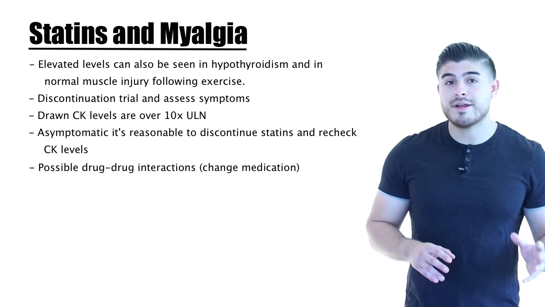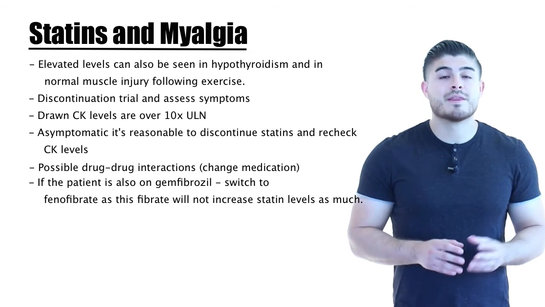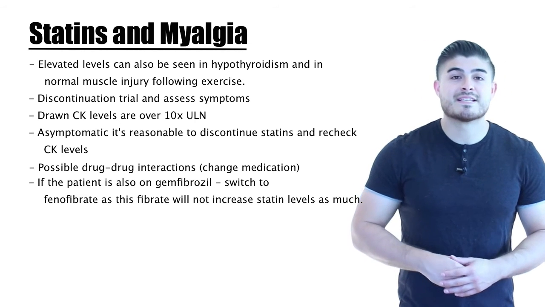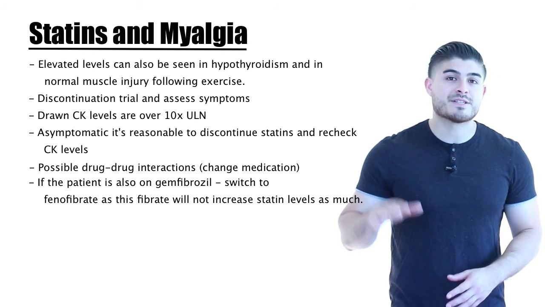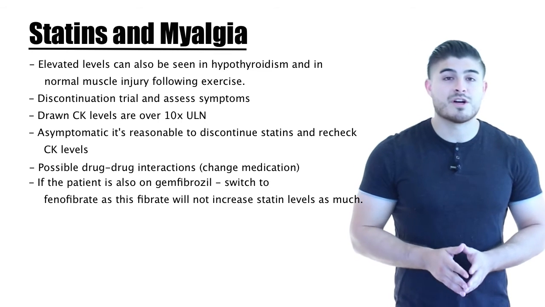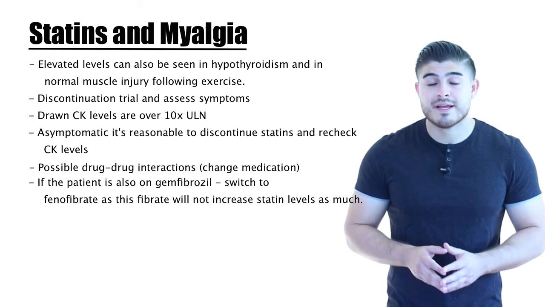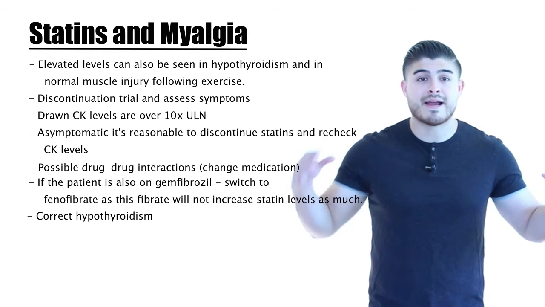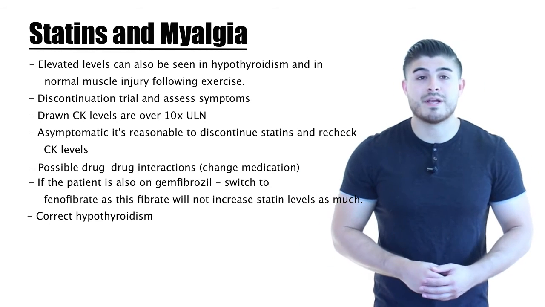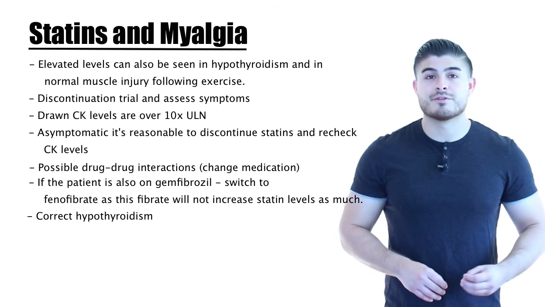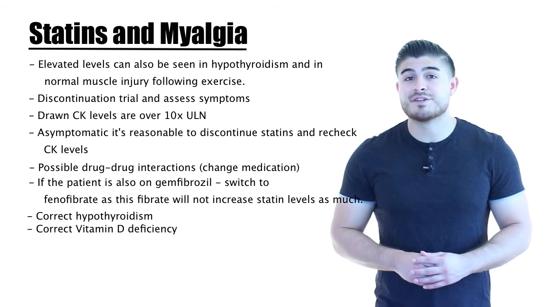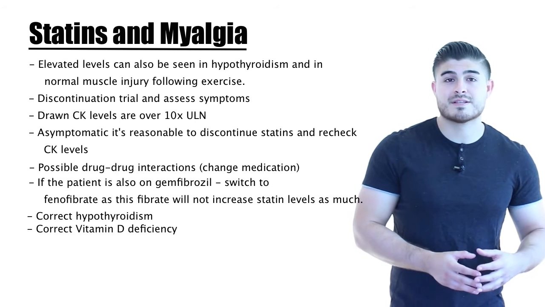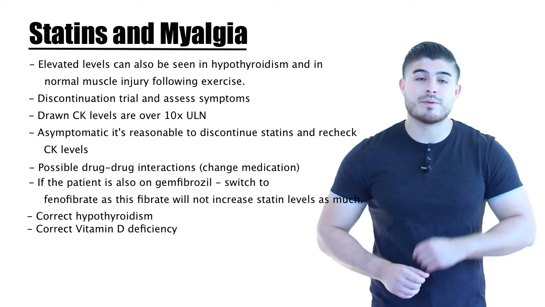If they're on a fibrate like gemfibrozil, then we might want to switch to fenofibrate because that's going to be a better medication. It's going to decrease statin levels and decrease the risk of having muscular injury. We're also going to want to correct any hypothyroidism. If the patient has hypothyroid, that in itself is also going to cause myalgia, muscular pain, muscular weakness. So we want to correct the TSH level. We want to check for vitamin D deficiency.